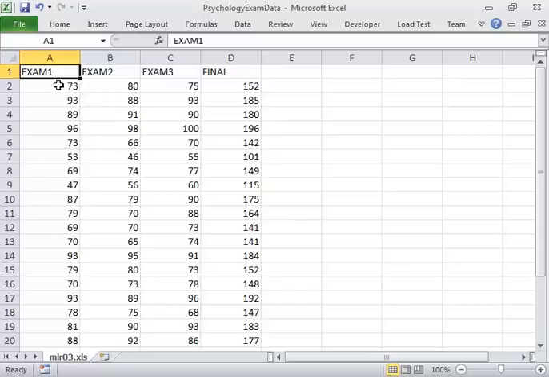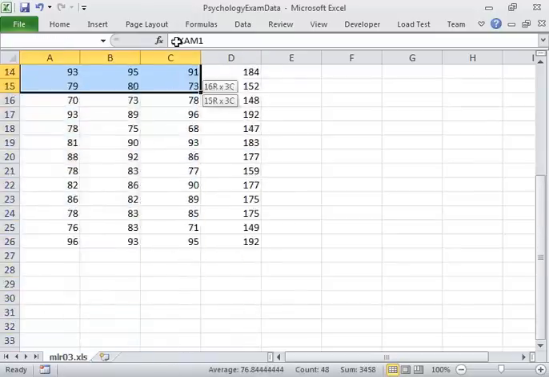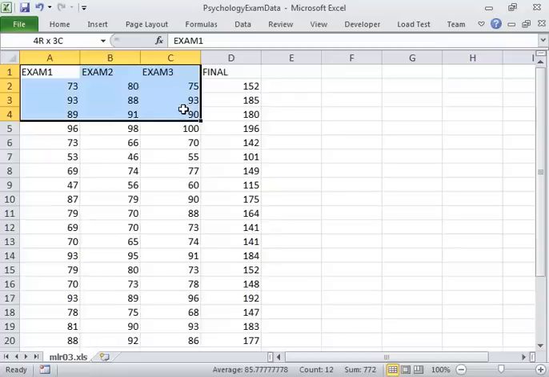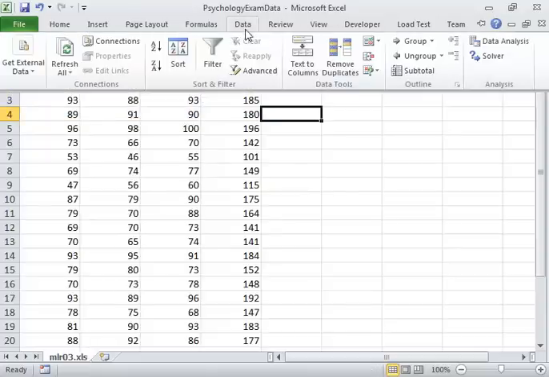So the idea would be that we already know these 3 exam scores, and we're trying to figure out what the relationship is to the final exam scores. That means what we know is exam 1 through 3, and what we're trying to find out is final, at least as far as the regression is concerned.